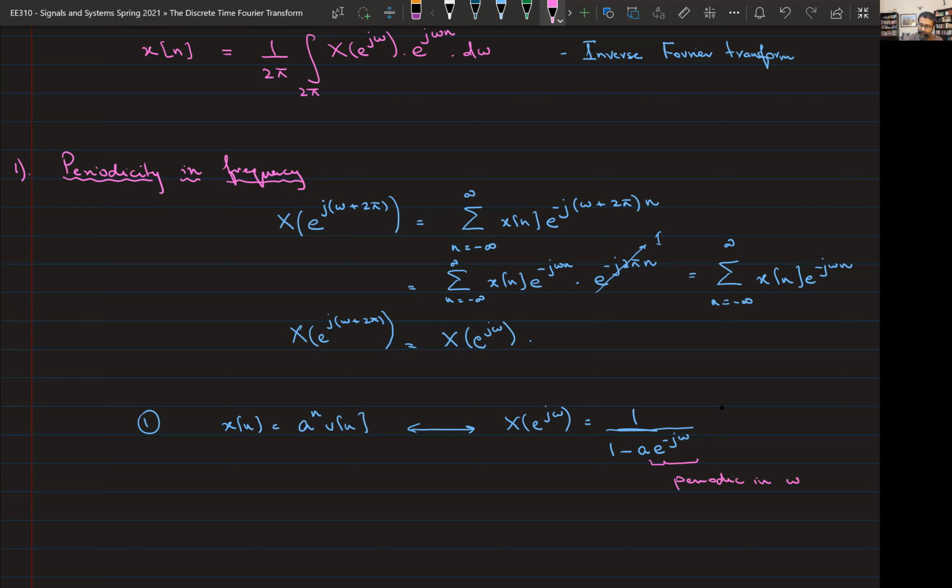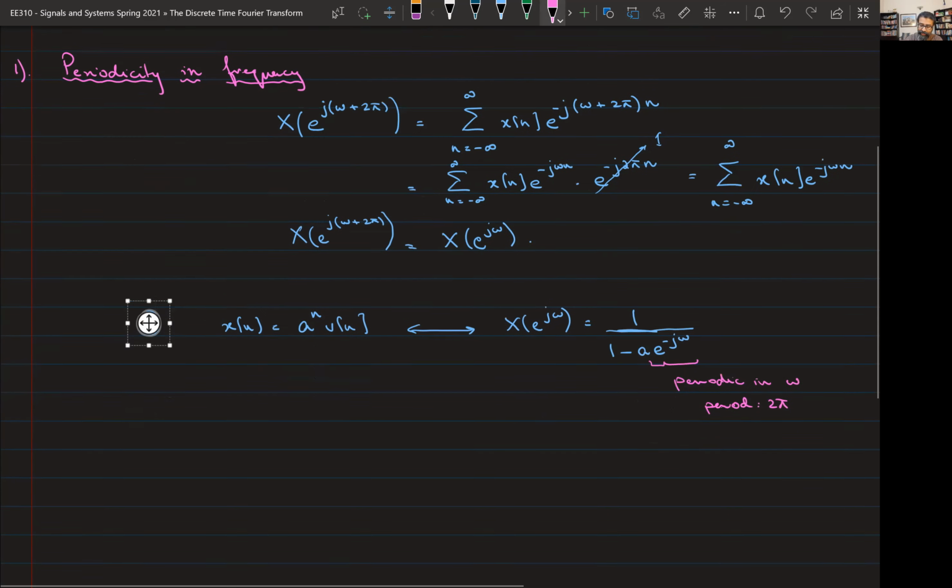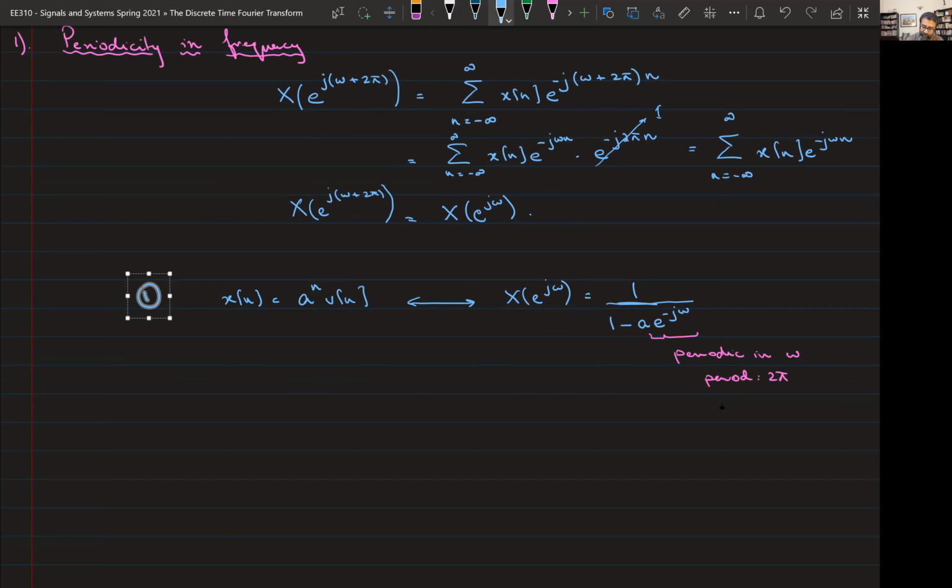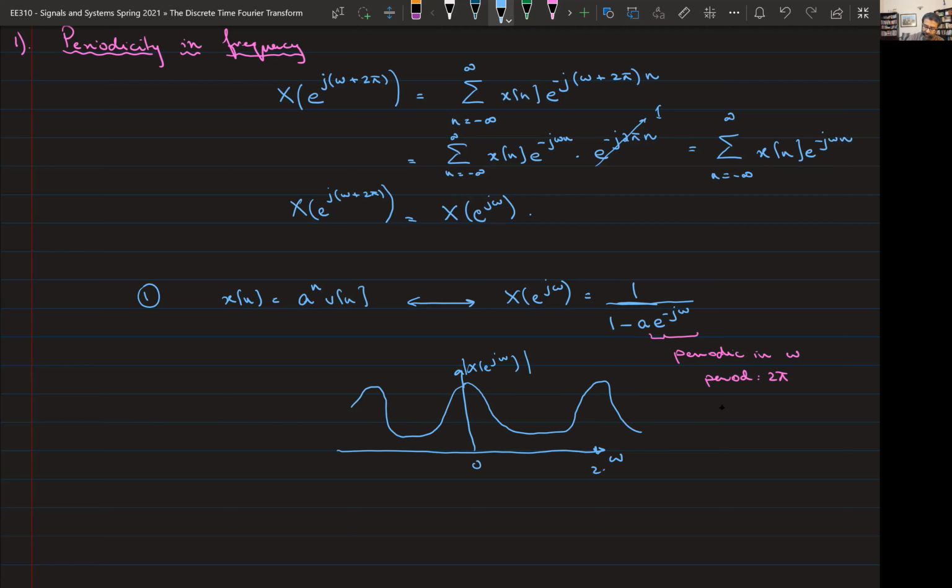And the period is 2 pi. Clearly, it is periodic. And we actually saw this when I plotted this out as well. If you were to plot this out as a function of omega, and this was X of e raised to j omega, or actually the absolute value, what we had was something like this, a rough sketch of this. And this was 0, and this was 2 pi. So it periodically repeated itself after 2 pi. So this is what we did last time as well. It was indeed periodic.